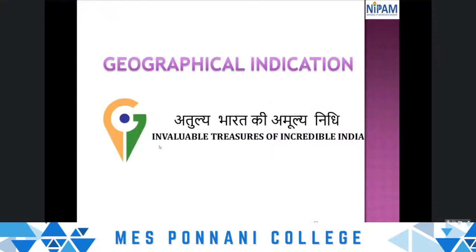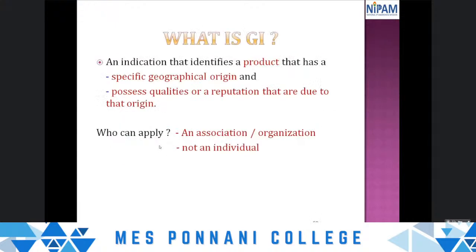Now we move on to the last category of IPR, that is a geographical indication. Geographical indications are also called the invaluable treasures of incredible India, Atulya Bharat ki Amulya Nidhi. So what is a GI? A GI is basically an indication that identifies a product which has a specific geographical origin and which possesses certain qualities or a reputation that are due to that origin.